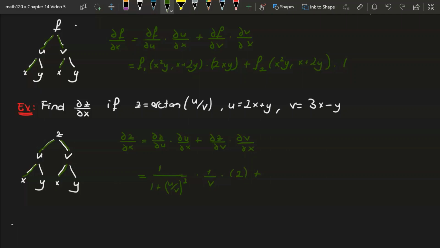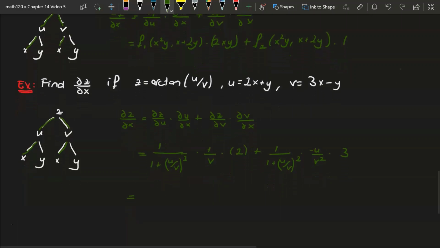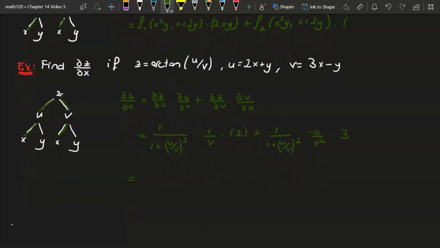del z over del v, which is 1 over 1 plus (u over v) squared, times the derivative of u over v with respect to v, which is minus u over v squared, times del v over del x, which is 3. So if you write everything in terms of x and y, I don't want to do all the computations again. I did it before.